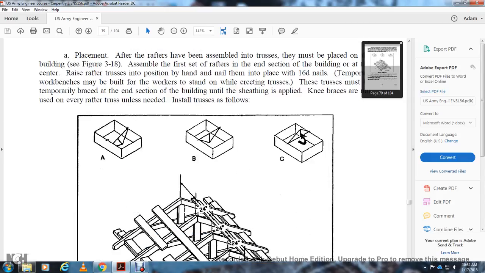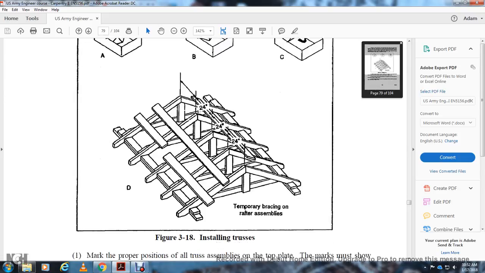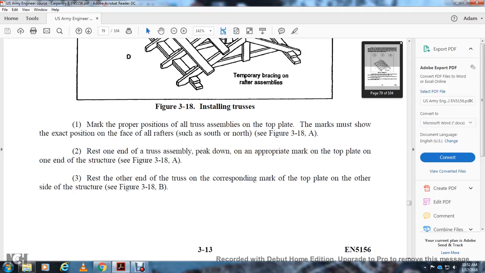Alright, A and then B, flip it. It's set on one end of the wall bearing load, and then B is in both bearing walls, and then it's flipped upwards. Show the temporary bracing of the rafter assembly. The rafter assembly is set at 24 inches.